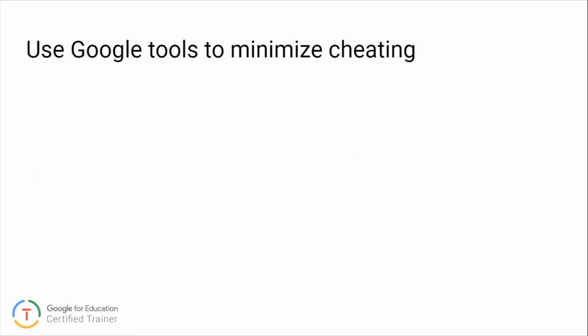Finally, let's have a look at how we can use Google tools to minimize cheating. Now, I just talked about asking ungoogleable questions. So the first thing you might want to do is use Google search and check for answers to your questions. So if the answer to your question is available on Google, then you might want to rephrase your question or maybe not ask that question at all.